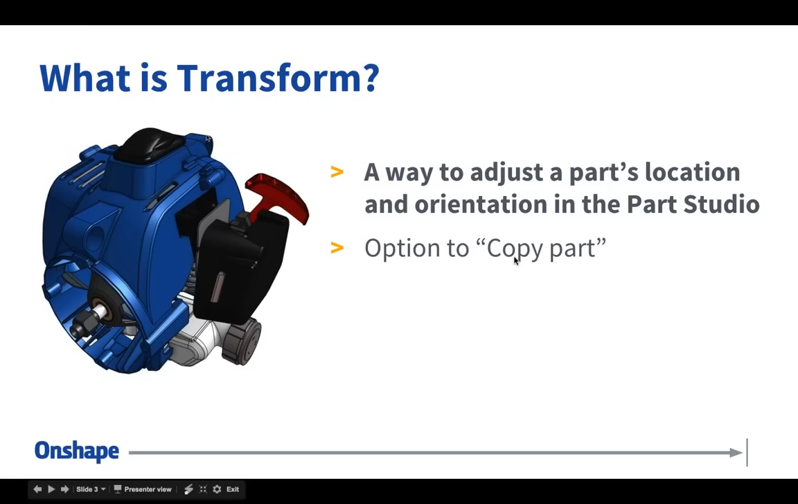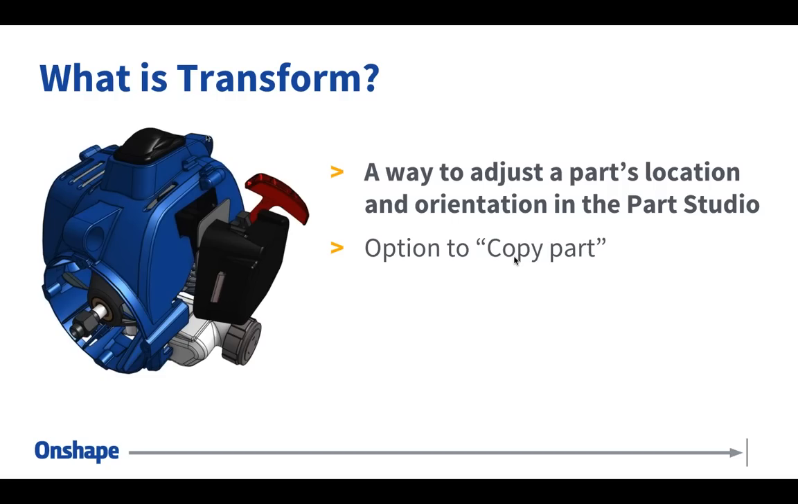All right, so moving on. What is transform? To put it simply, it's a way of positioning your part within a part studio. So it's a way to adjust a part's location and its orientation in the part studio. And it's important to keep in mind, we're not talking about assemblies today, just part studios, if I need to move parts around within the part studio.